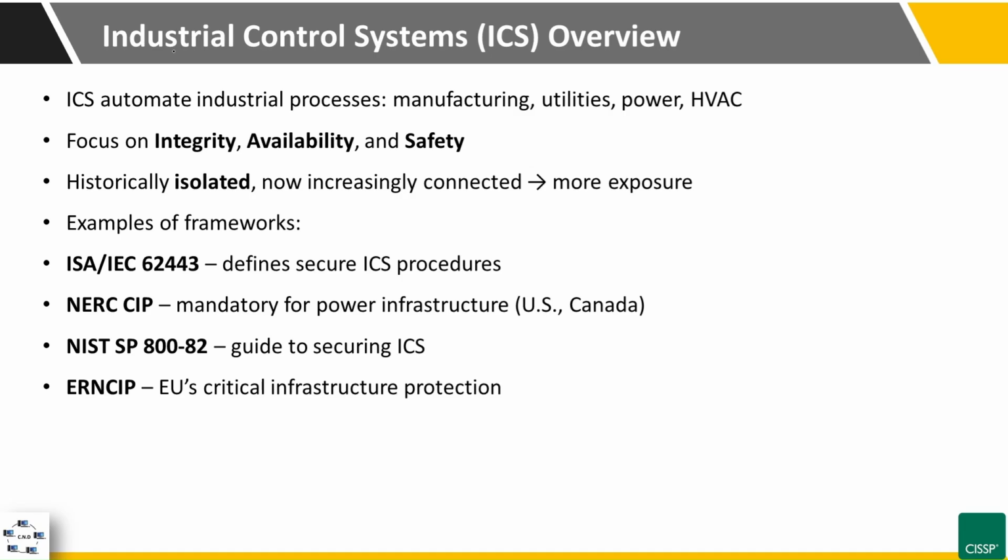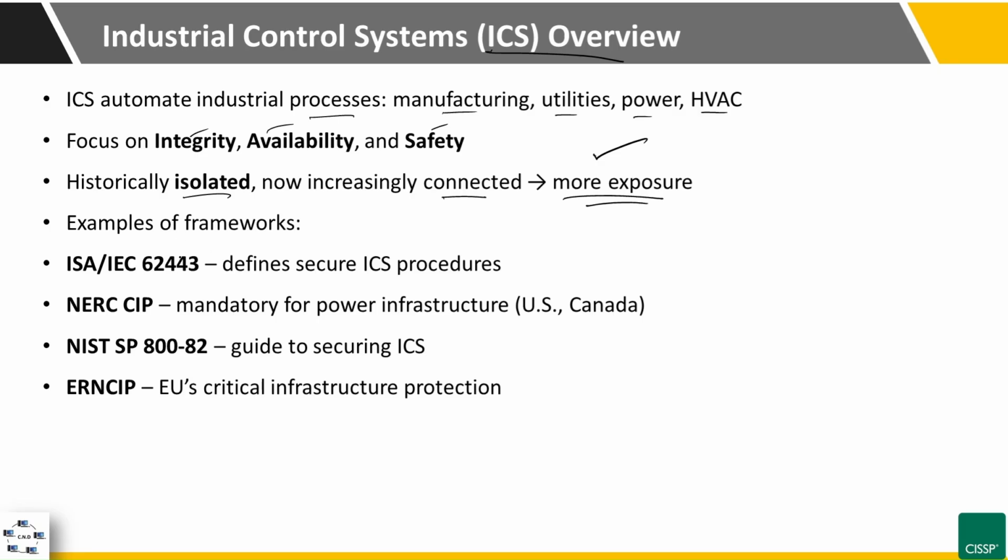Our next topic is the Industrial Control System, or ICS, overview. Industrial control systems automate industrial processes such as manufacturing, utilities, power, and HVAC. They focus on integrity, availability, and safety. Historically, these systems were isolated, but now they are increasingly connected to the network. So it means they are now more exposed.